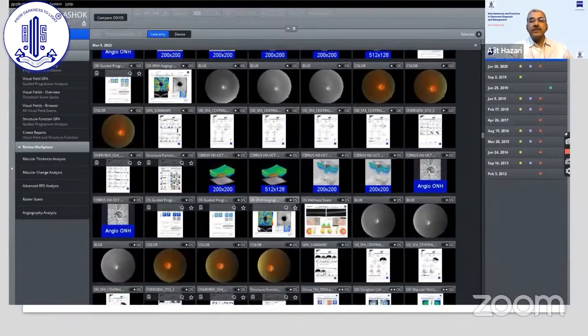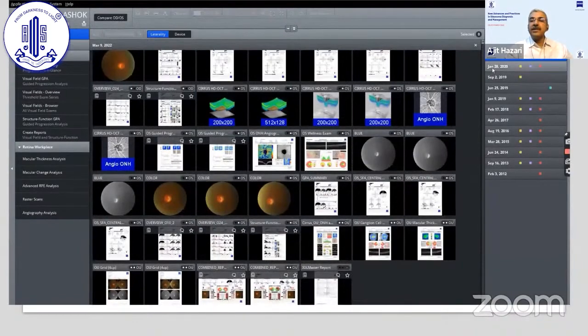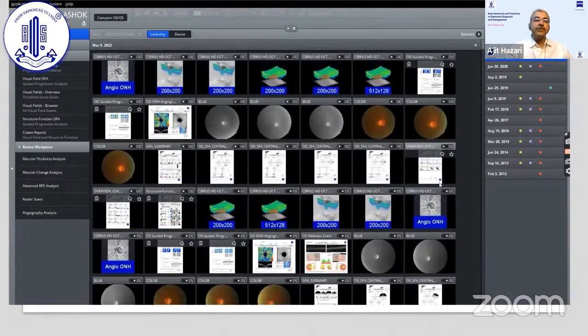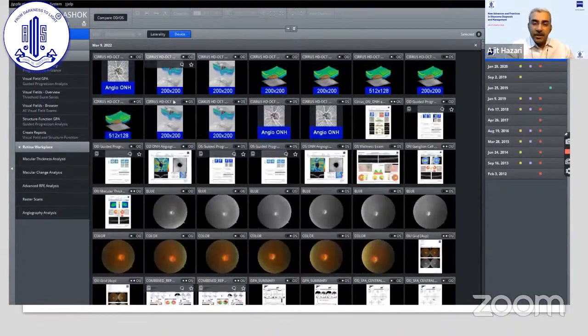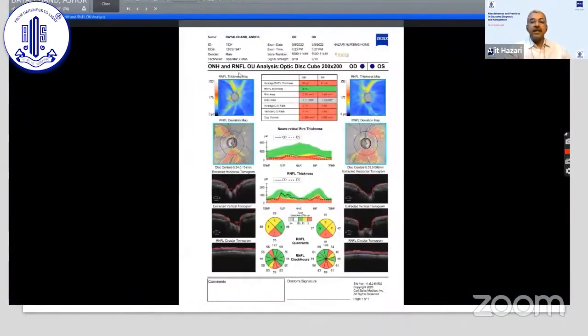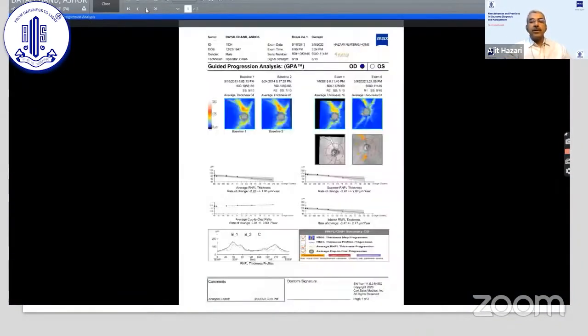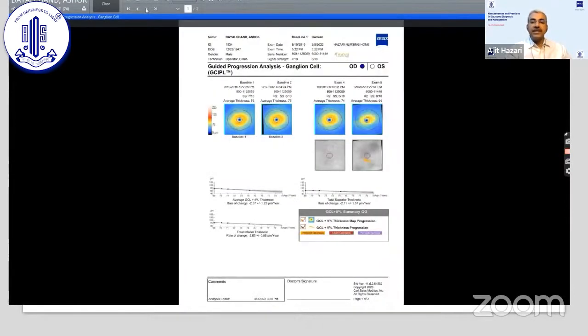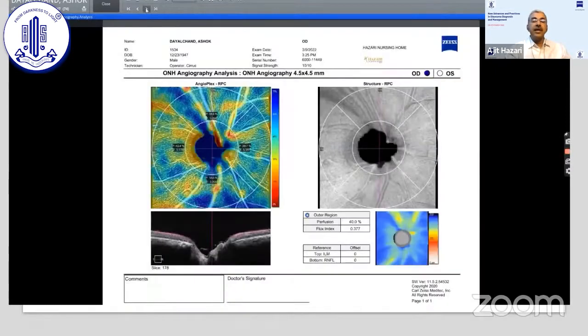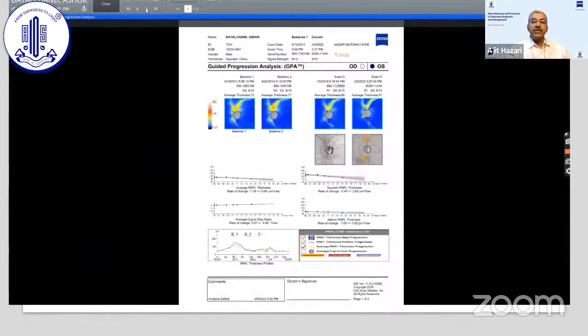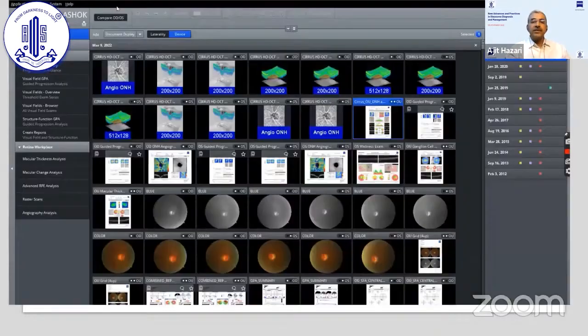So this is today's visit, for example, the current visit, which is seen here, March 9, 22. And you see all the reports that are present from today's visit. Here you can look at individual reports from the individual devices. For example, this is the RNFL printout. You can also get the progression analysis printout, the GCA progression analysis, also the ONH angiography, then for the other eye. So serially, you can keep looking at these reports.